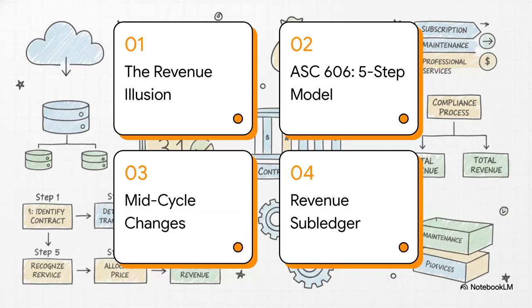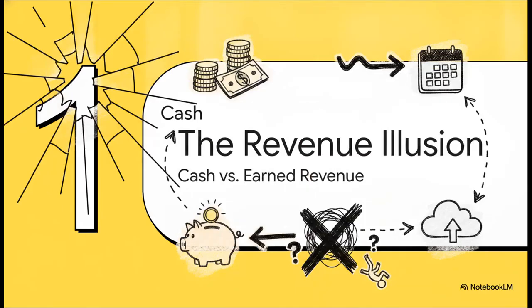Okay, here's our roadmap for today. Number 1, the SaaS revenue illusion. 2, the ASC 606 5-step model. 3, surviving mid-cycle modifications. And 4, the Revenue Subledger solution. Let's get to it. Section 1, the SaaS revenue illusion.